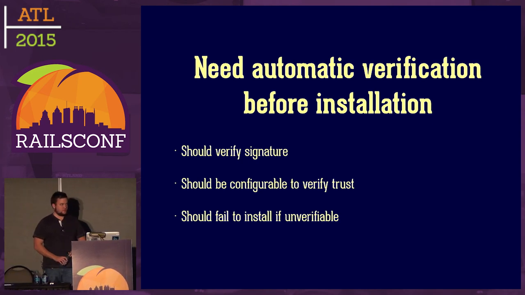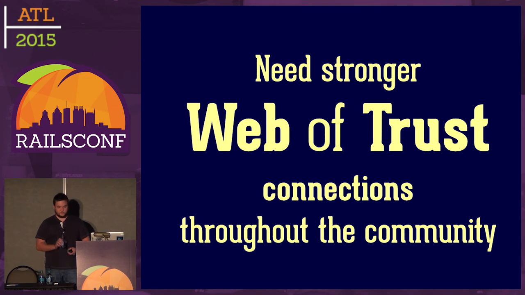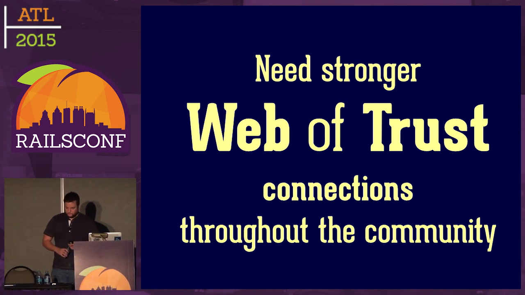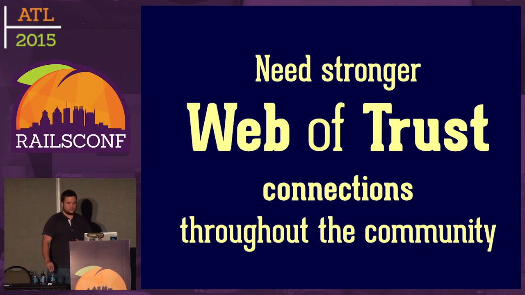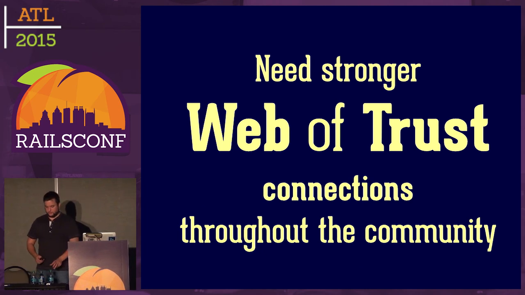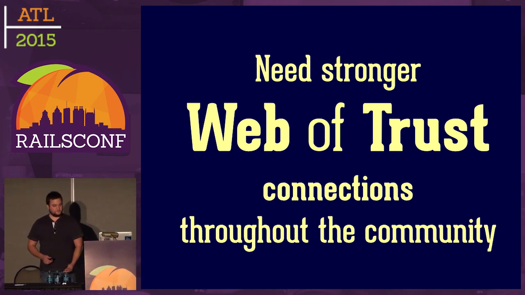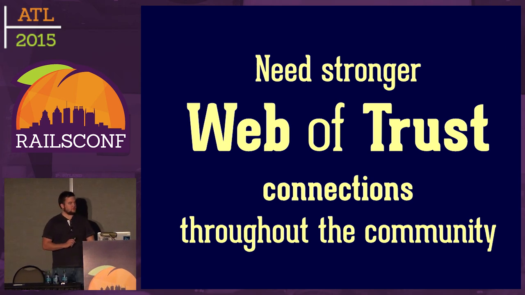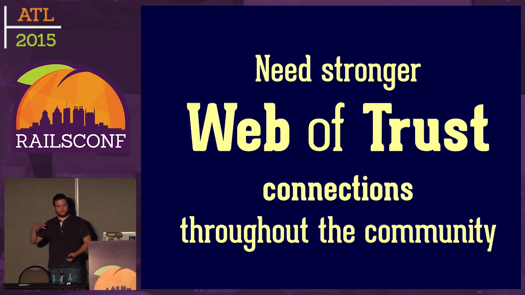So we need stronger web of trust connections throughout the community. If we can verify one maintainer, we can probably trace paths to others. Conferences are a great way to build these cross-organization, interstate, or even transcontinental connections in the web of trust. Open source companies could have centralized keys. So Thoughtbot actually has one of these.